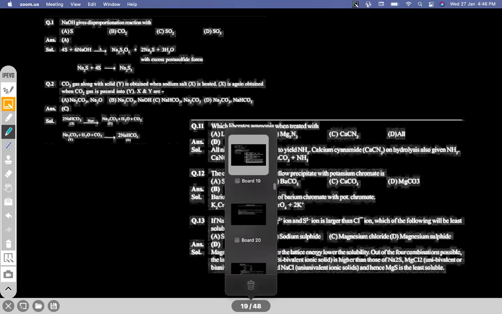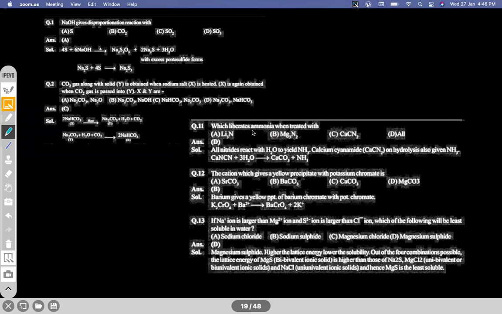It's the same thing I have taken. Anyways, this one we see. Which liberates ammonia when treated with water? CaCN2, Mg3N2, and Li3N. All nitrides react with water to liberate ammonia. Nitrides on reaction with water give ammonia. Calcium cyanamide on hydrolysis with water produces carbonate and NH3. Hence, the answer would be all of these.